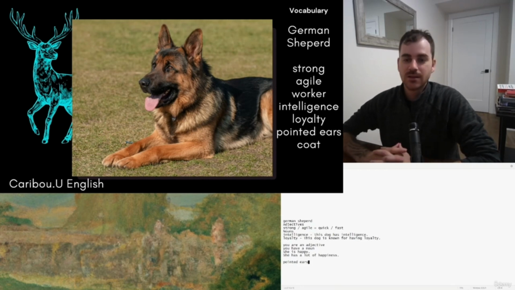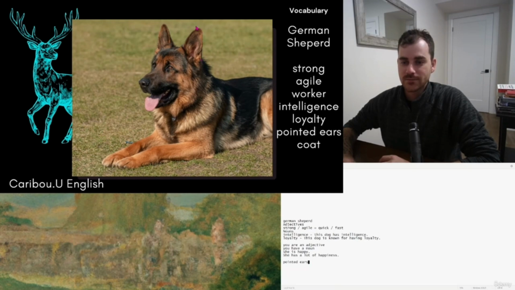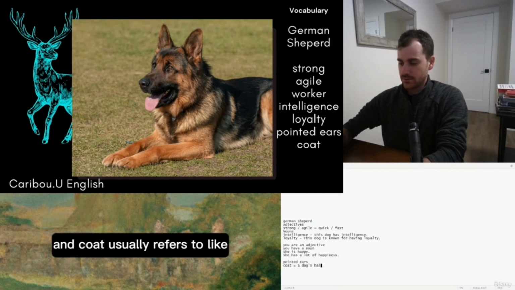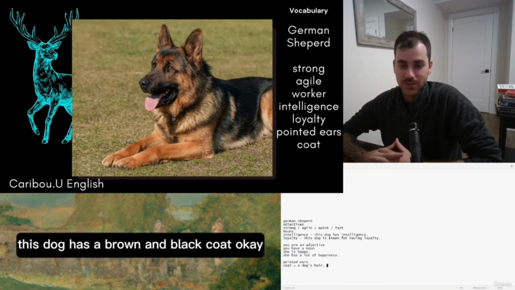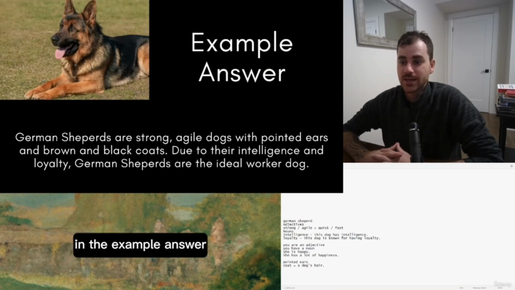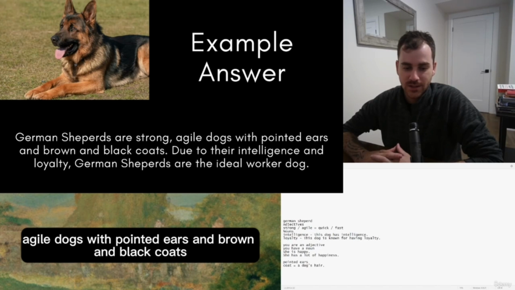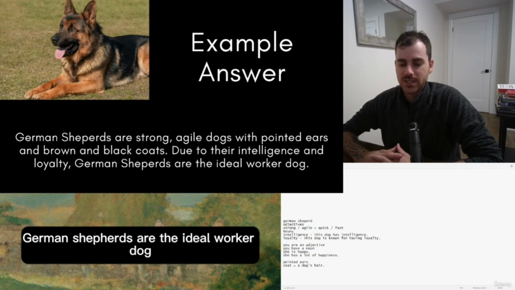Pointed ears. This dog has pointed ears. So you can see his ears are going up like a triangle, and we call that pointed. And coat usually refers to like a dog's hair. So we can say, this dog has a brown and black coat. Okay? Now let's see how all of these words work together in the example answer. German Shepherds are strong, agile dogs with pointed ears and brown and black coats. Due to their intelligence and loyalty, German Shepherds are the ideal worker dog.